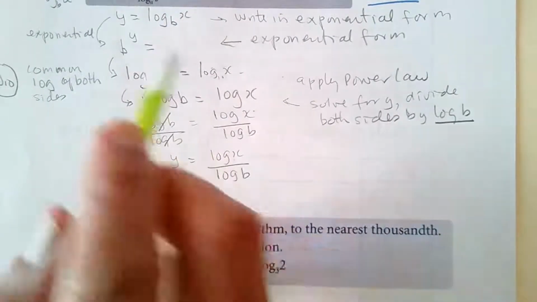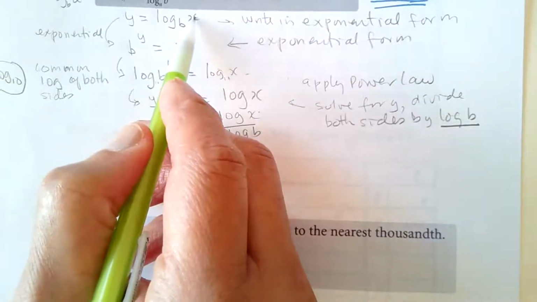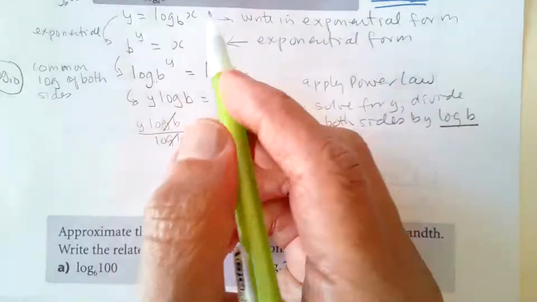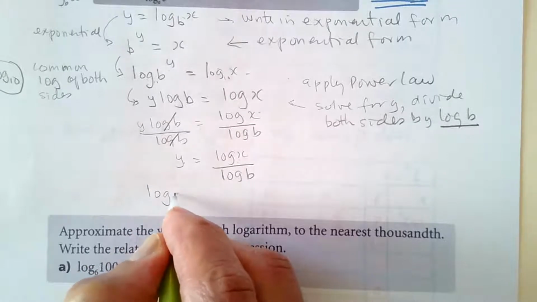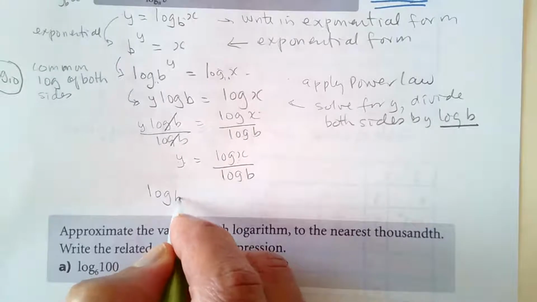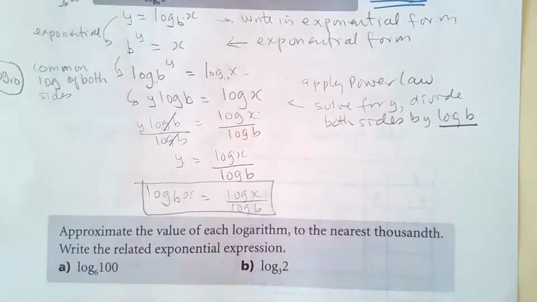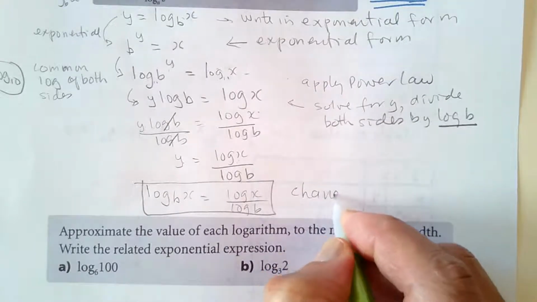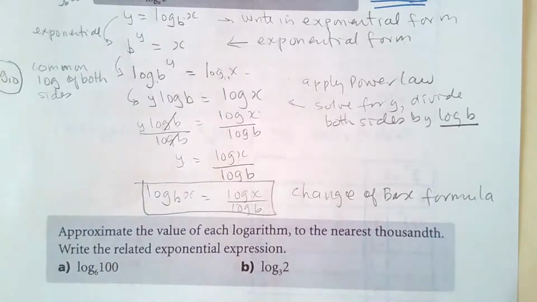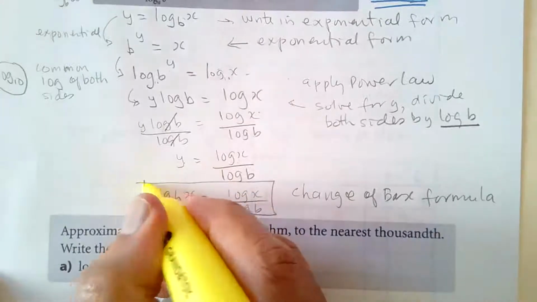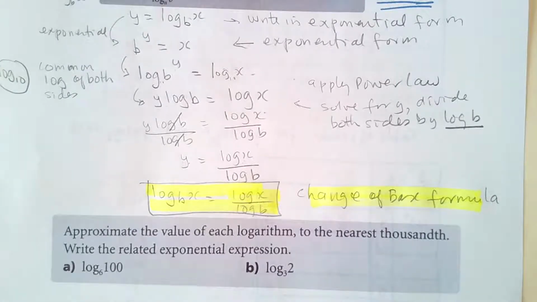Now, it looks familiar, right? So what did we have at the beginning? We said y is equal to log b of x. So I will substitute log b of x for y, because that's what it is. So now we have log b of x is equal to log x over log b. And that is our change of base formula. So it works for any log other than base 10.